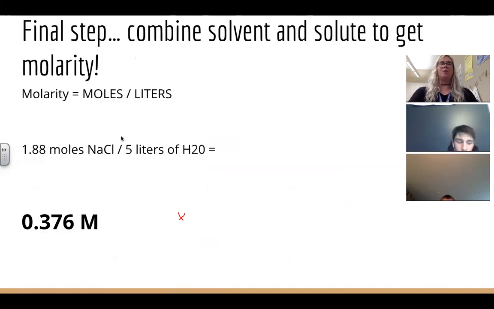Anyways, now we find our molarity, which again is moles divided by liter. So we found we had 1.88 moles of sodium chloride. We found that we had 5 liters of water. So we do 1.88 divided by 5, and then we get 0.376 molarity, which again is a capital M because it is different than mass, right? And if you see that capital M, that should already tell you this is a solution. This is how many moles are dissolved in a liter of this solution.